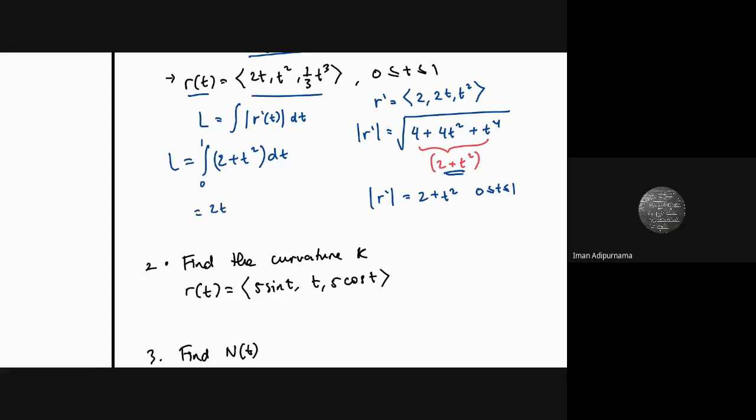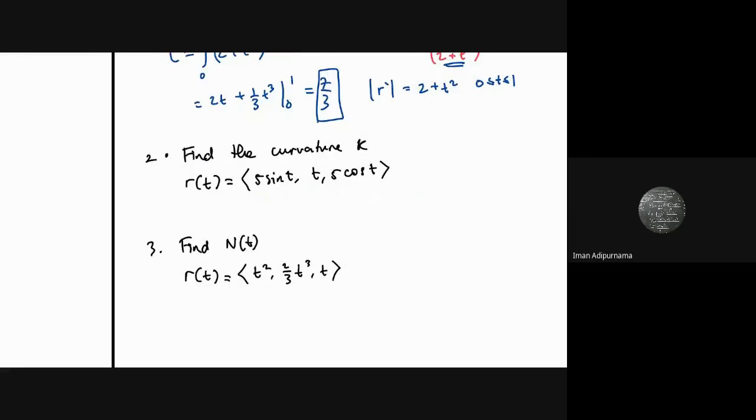So we have 2t plus t cubed over 3, or it will be 6 over 3 plus 1. So it will be 7 over 3. Okay. Okay, I hope you get it. And then find the curvature.